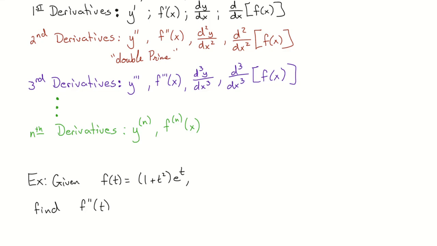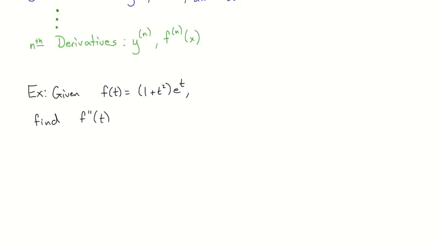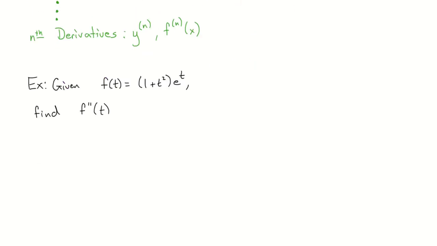If I want the second derivative, there's something I have to get first: the first derivative. So let's check it out and we'll see where we want to clean up as we go through the problem. Step 1, if we want double prime, we need prime. So let's do that. f prime of t.